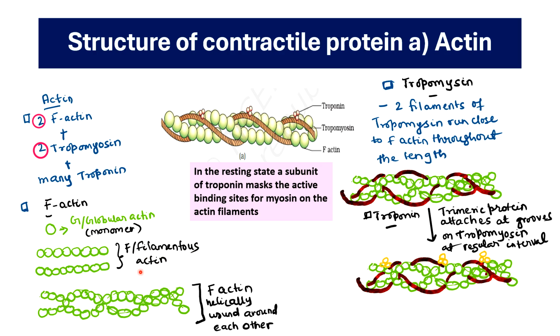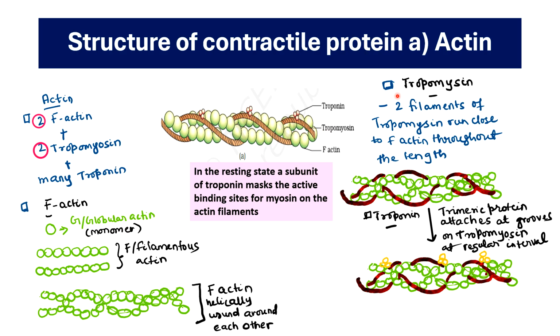This filamentous actin is actually a polymer which is made up by joining of many monomers of G-actin, or globular actin. So this is your G-actin. Many G-actin molecules join together to form the F-actin, or the filamentous actin. Now, this filamentous actin twists around each other in a helical fashion. You see? These are two filamentous actin strands twisted in a helical fashion.